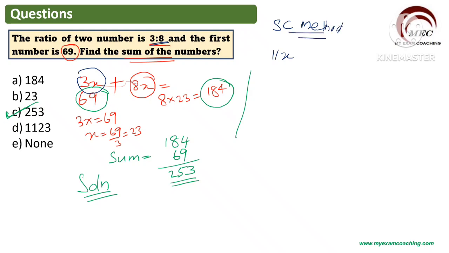Here we have 3x and 8x. So we will get a total of 11x. So 11x is that sum. That is what we need to find out.